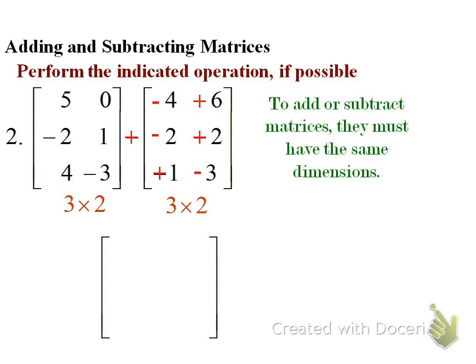The top left position should be a 1. And then the top right position, it was 0 minus negative 6, giving you a positive 6. In the middle left position, negative 2 minus 2 should give us a negative 4. And I'm going to pop up the rest of the answers just so you can see them accordingly. Notice how the answer has 3 rows and 2 columns.